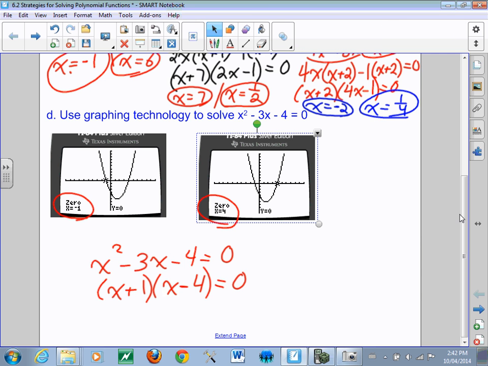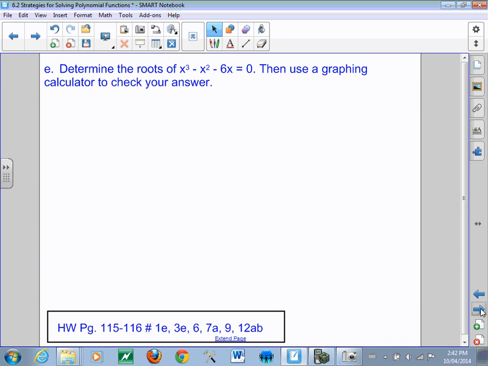Any questions with that? Please come see me. I've got one more example on the next page. If you need help with a graphing calculator, just let me know and I can easily show you how to do that stuff. Last question. Determine the roots of x cubed minus x squared minus 6x equals 0. Then use a graphing calculator to check your answer.